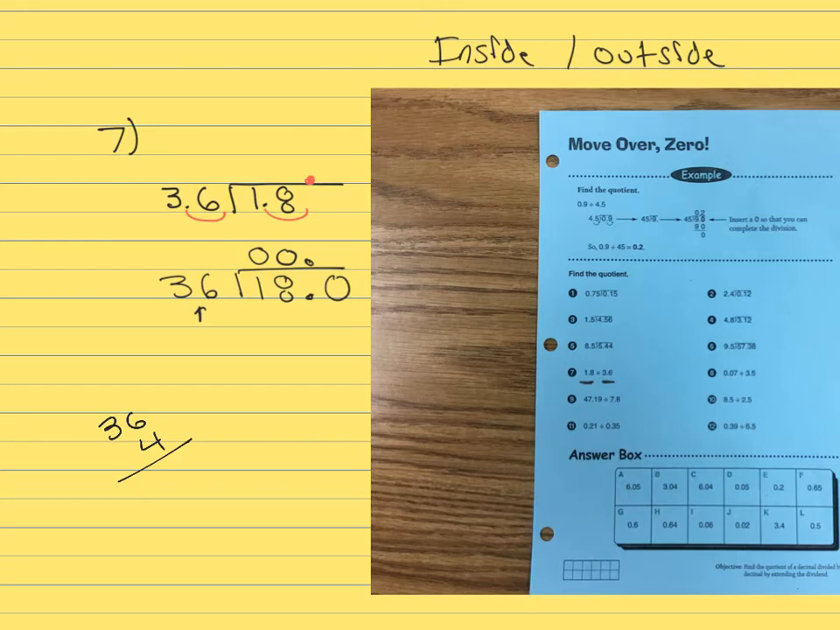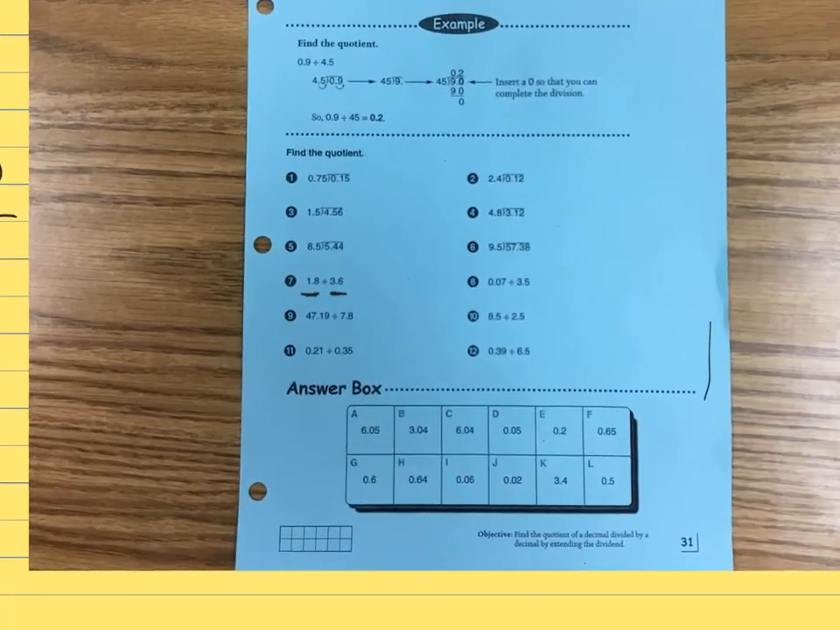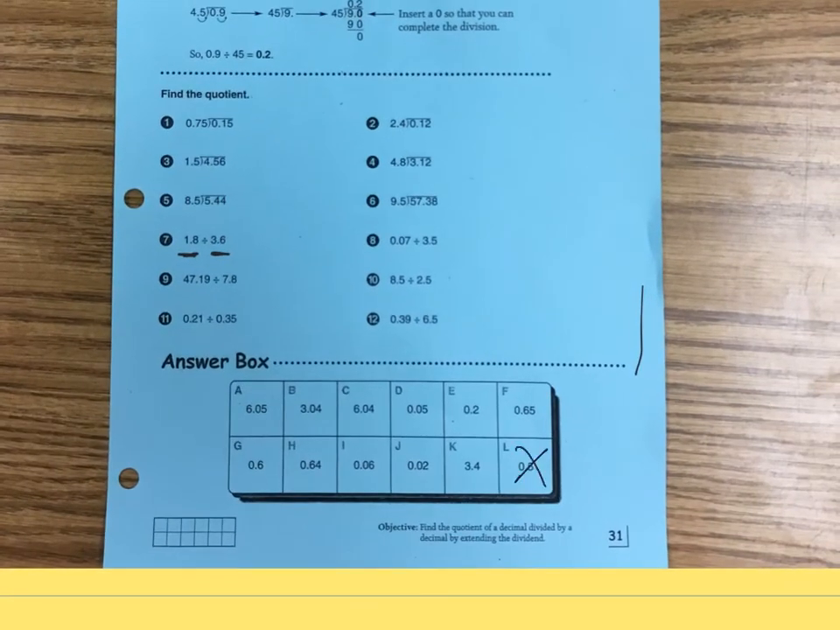Okay, 4 times 6 is 24. 4 times 3 is 12, plus 2 is 14. Okay, so we have 144. Well, what is 5 times 36? 5 times 6 is 30. 5 times 3 is 15, plus 3 is 18. Oh, look at that, there we go. So it is 5. So 5 goes into 180. Subtract, there's 0 left. It's done, so it's 0.5. Is there a 0.5 on here? Yep, there it is.